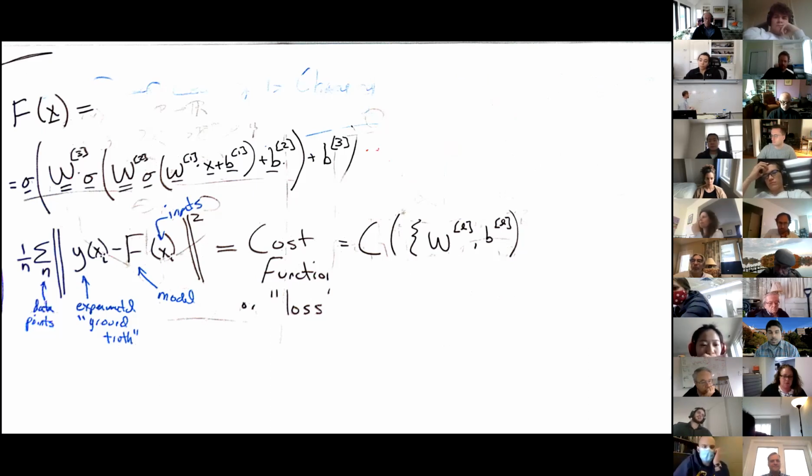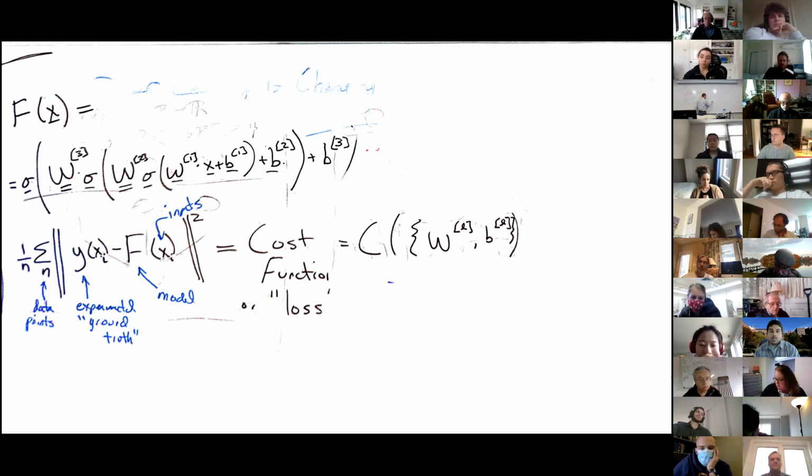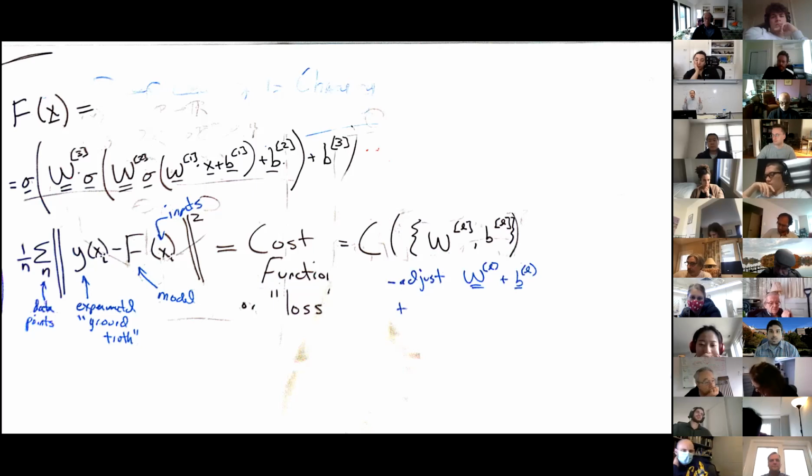Okay, so then the game in machine learning is to take this thing, you want to adjust all those W's and B's to minimize C, the cost function, which then gives you the model, the f of x that you want to have.